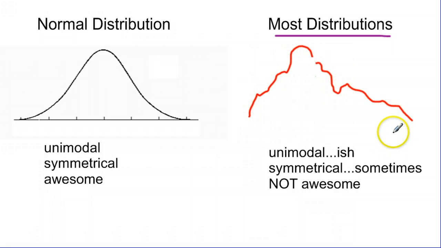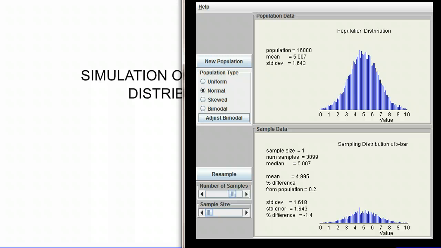They're somewhat unimodal, maybe sometimes, maybe not always. Kind of symmetrical, maybe not always. But basically you can see this is awesome, this is not. The good news is the central limit theorem has the power to turn all kinds of distributions into normal distributions. So let's take a look.